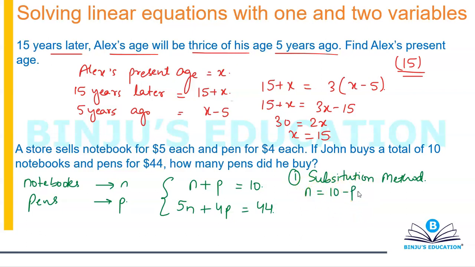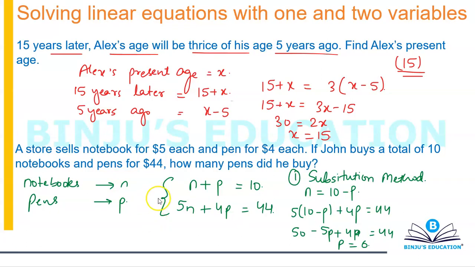Now in place of n in the second equation, I'm going to put 10 minus p. So this will become 5 into 10 minus p plus 4p is equal to 44. So 50 minus 5p plus 4p is equal to 44. From here you're going to get p is equal to 6. So the number of pens will be equal to 6. This is method number 1.